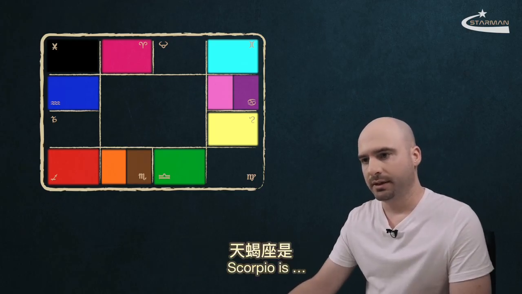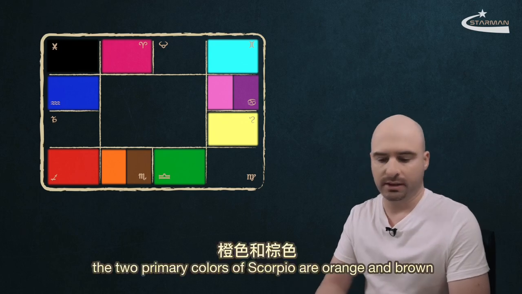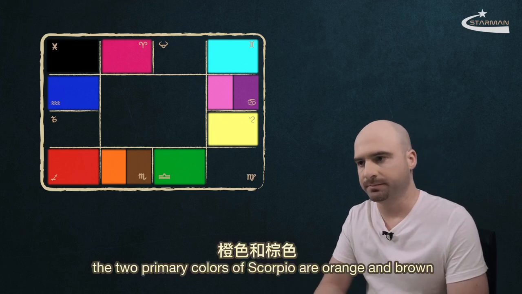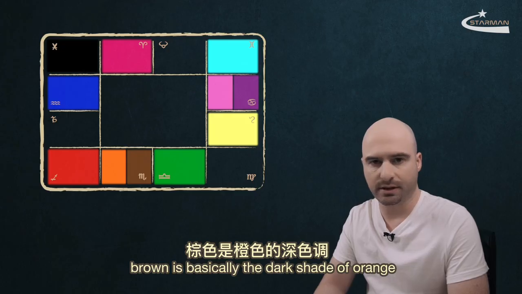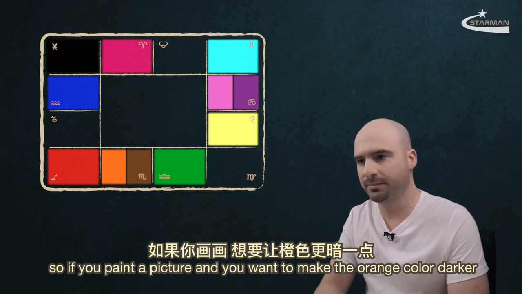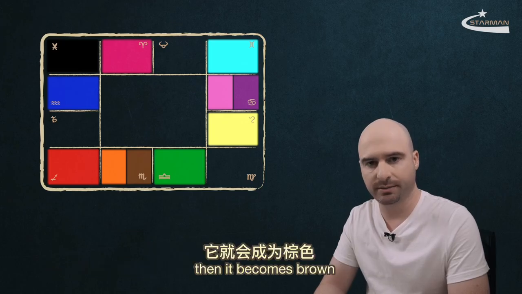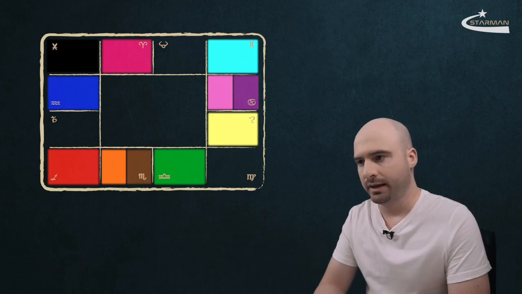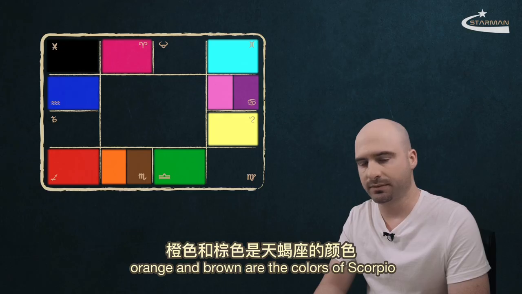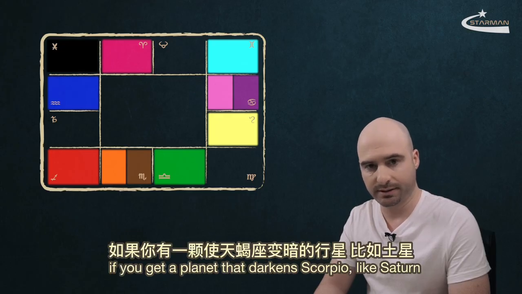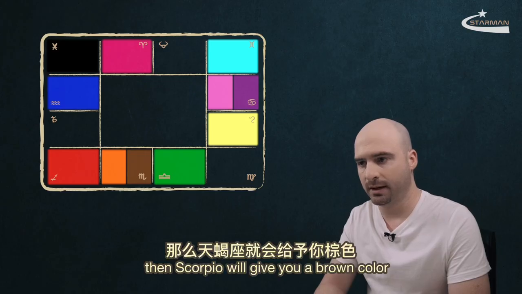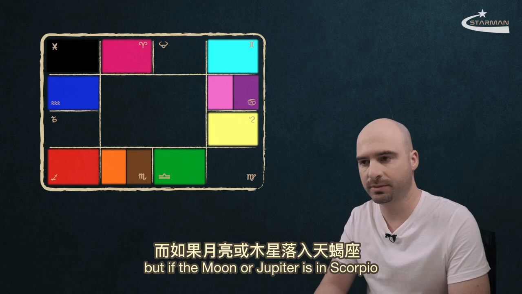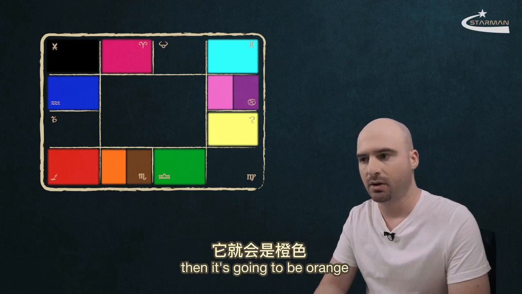Now, the two primary colors of Scorpio are orange and brown. Brown is basically the dark shade of orange. So if you paint a picture and you want to make the orange color darker, then it becomes brown. And orange and brown are the colors of Scorpio. And if you get a planet that darkens Scorpio, like Saturn, then Scorpio will give you a brown color. But if the moon or Jupiter is in Scorpio, then it's going to be orange.